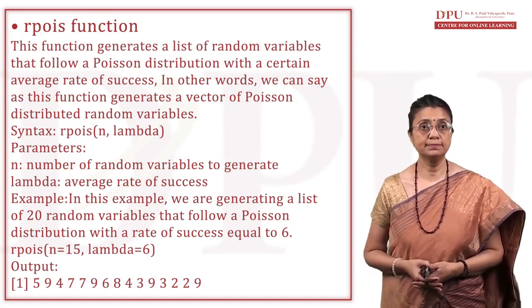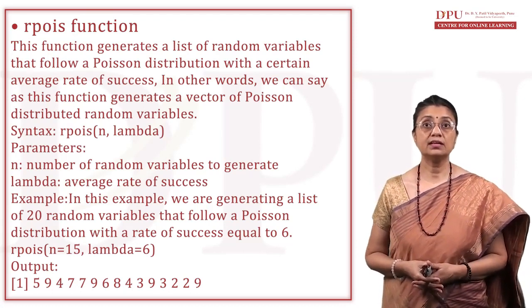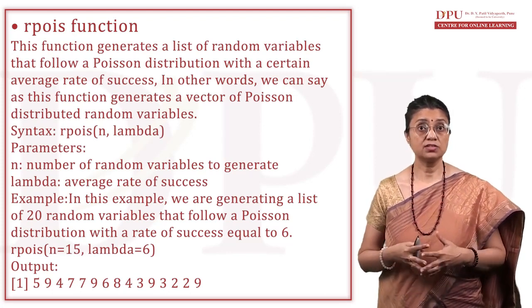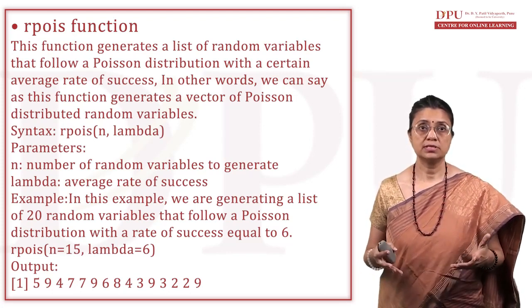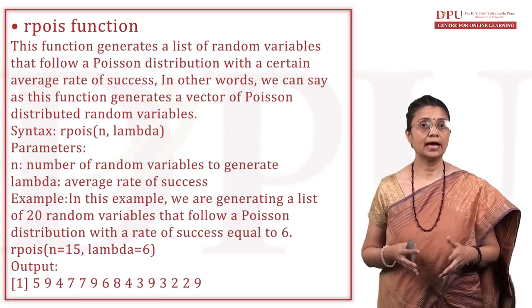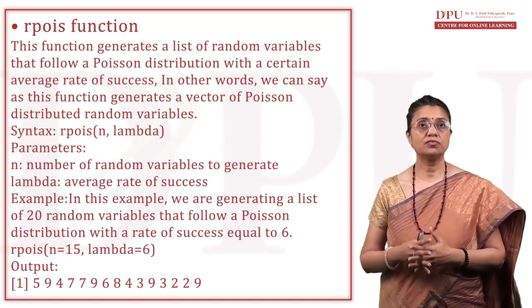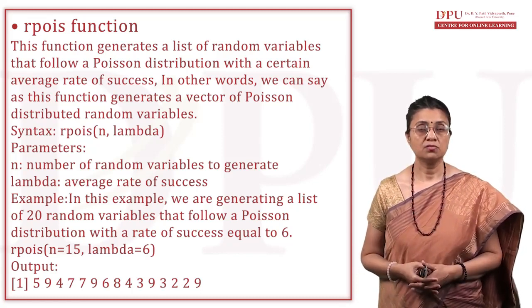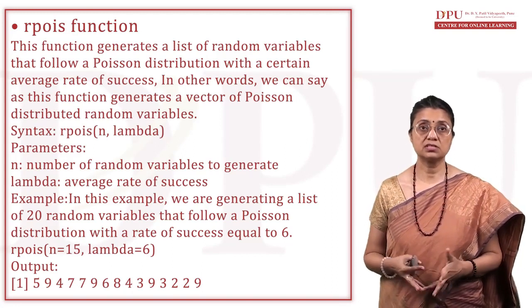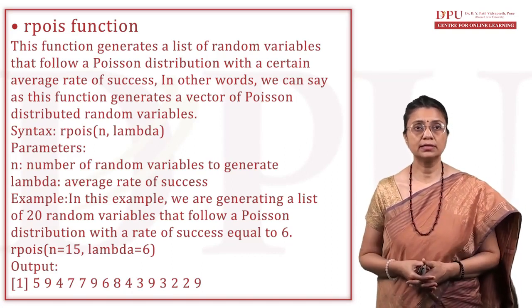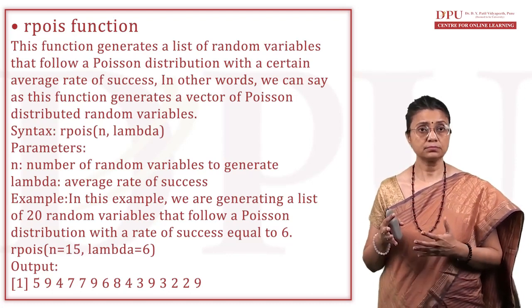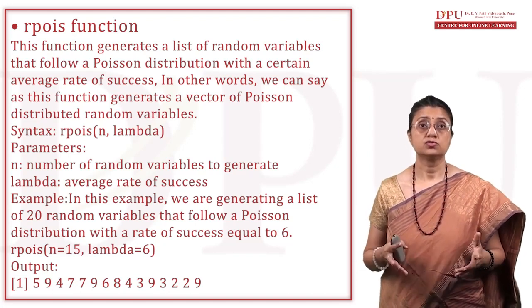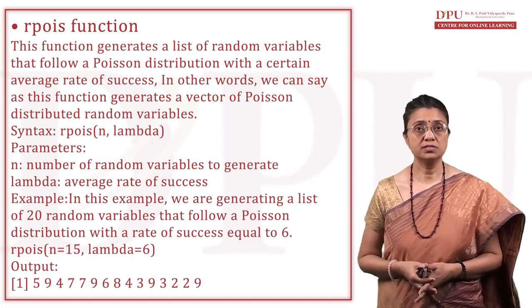Let's consider the example. In this example, we are generating a list of random variables that follow a Poisson distribution with a rate of success equal to 6. You can see I'm calling the rpois function, and within the function n equals 15, which is the number of random variables to generate, and lambda equals 6, which is the rate of success. You can see over here the output, which is my Poisson distribution.